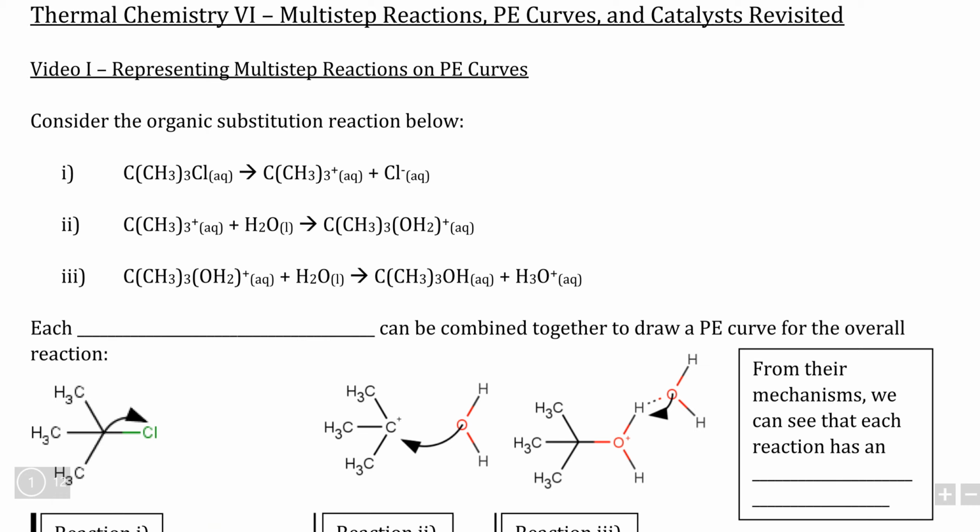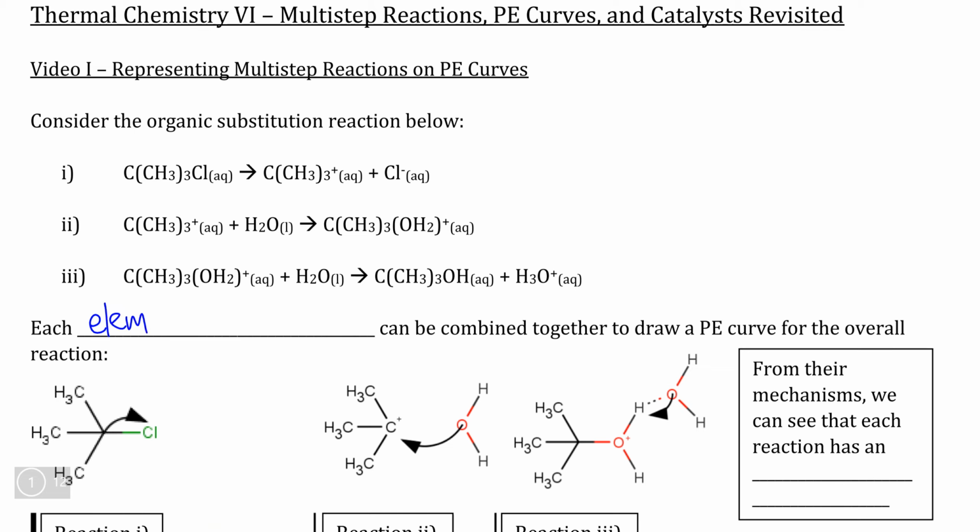In this video, we're going to look at how to combine our knowledge of multi-step chemical reactions with writing potential energy curves. If we take a look at these three elementary processes here, each of these are the three different steps involved with an organic substitution reaction where we take a Cl ion and remove it from this hydrocarbon here, replacing it with a water molecule, which takes three individual steps.